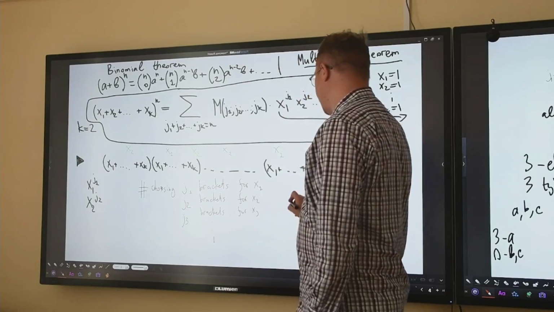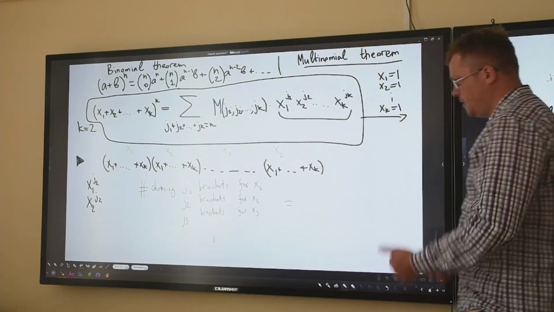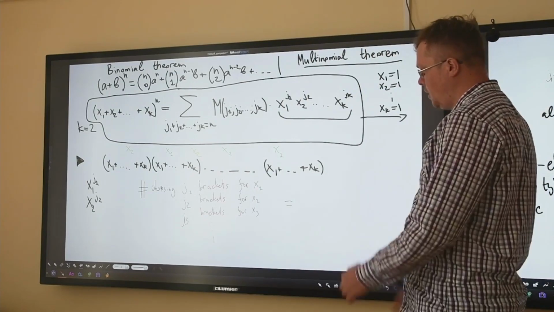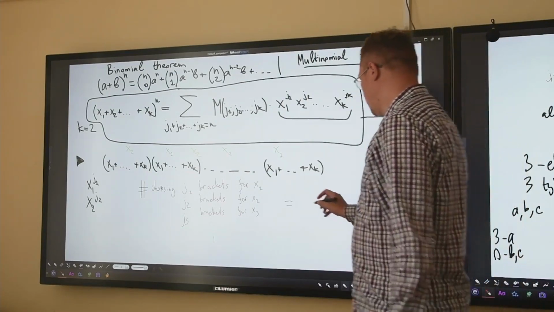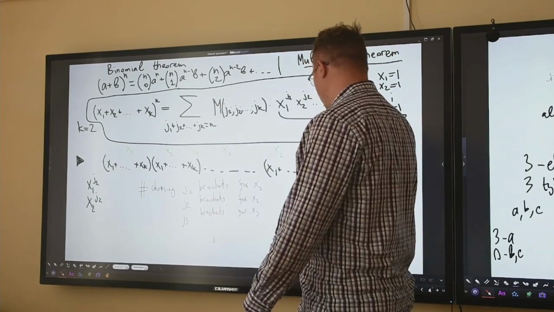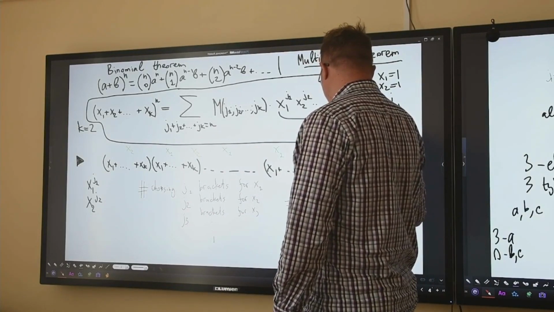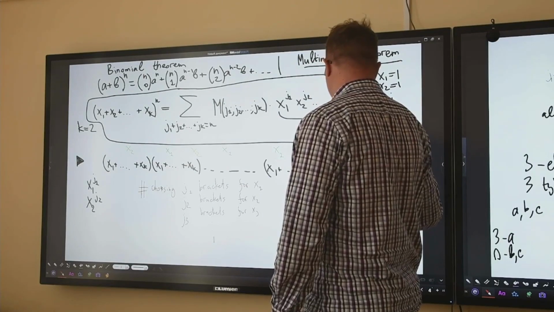And this is exactly the number of ways of choosing J1 brackets for x1, J2 brackets for x2, and so on, which is exactly the definition of the multinomial coefficient. So this will be m of J1, J2, etc., Jk.